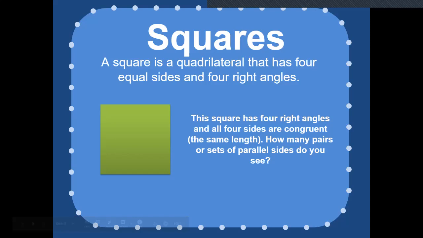Let's look at the top and the bottom. If the lines kept on going forever and ever, would they ever cross, the top and bottom? No, they wouldn't either. So the right and left is one set, top and bottom is 2 sets. So we have 2 pairs or 2 sets of parallel lines.